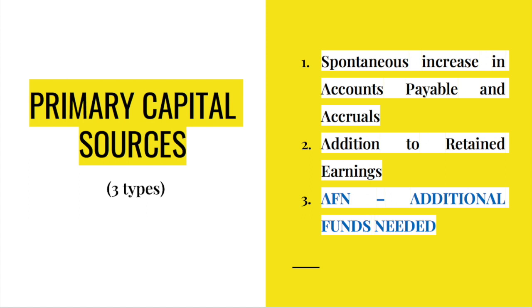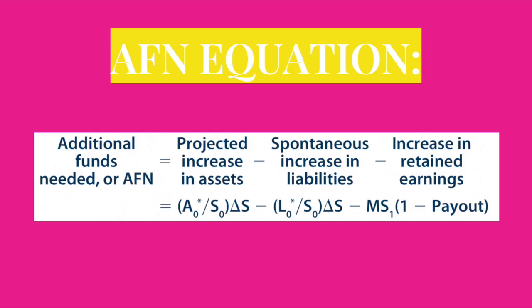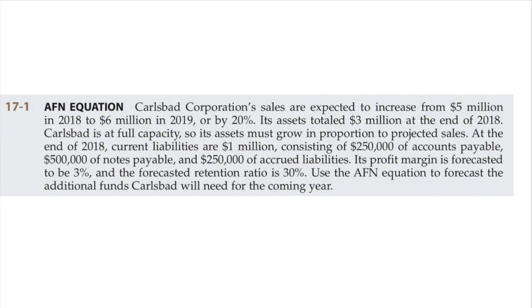Every business has three primary capital sources. We will focus on the third type, which is the AFN, or additional funds needed. Let's have a recap of the AFN equation. This is the amount of external capital, or interest-bearing debt and preferred and common stock, that will be necessary to acquire the required assets. Let's start with problem number 1.